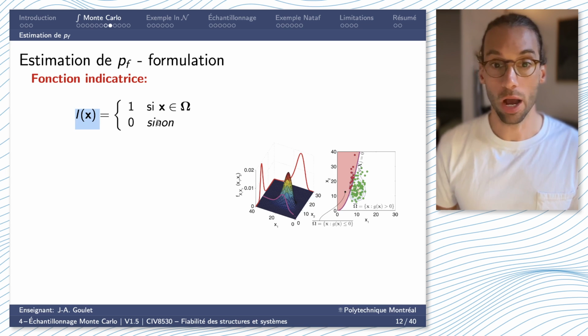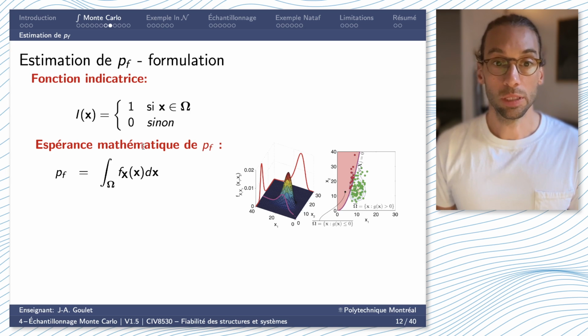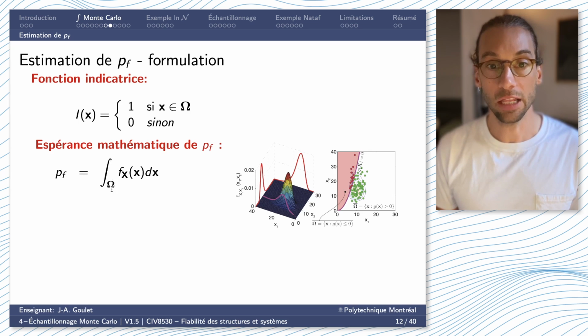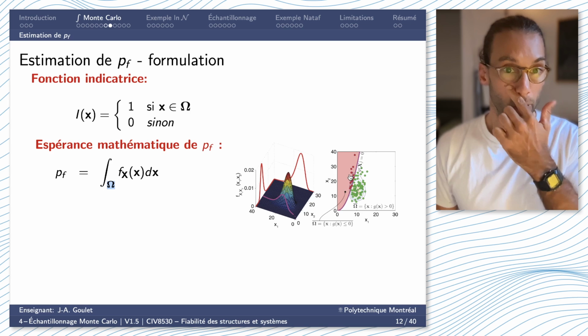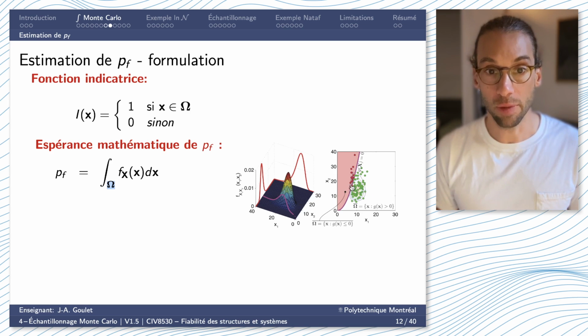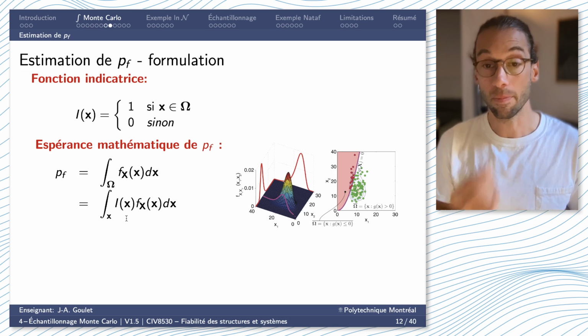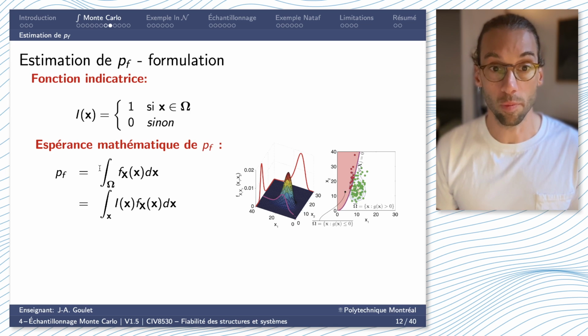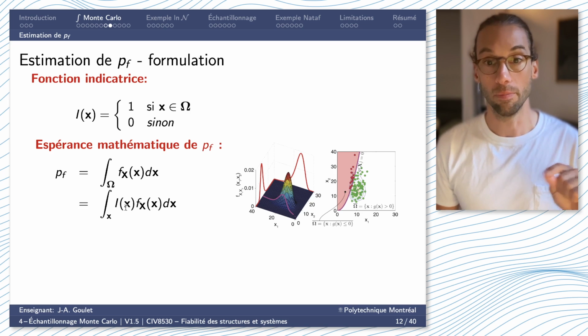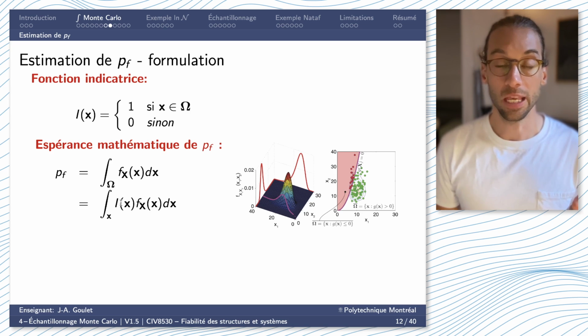is going to give me 1 if x falls in the failure domain, 0 otherwise. If I want to compute the expected value for the probability of failure, this is going to be the integral over omega, the failure domain, so what we have in pink here, of my joint probability density given by either the contour or the surface. This is equivalent to replacing the integration over omega by the integration over the entire domain x, where my probability density is weighted by my indicator function. Basically, I put that probability density equal to 1 in the failure domain, 0 otherwise.